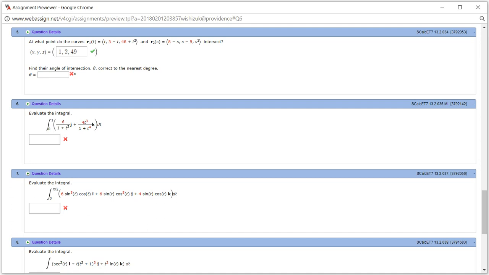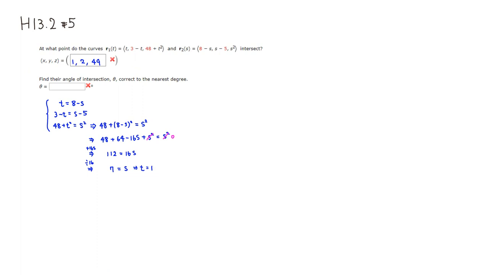So we want to find the angle of intersection now. We have to find the direction vector for the first one and the direction vector for the second one. The direction vector would be simply the derivative. So r1 prime of t is equal to: the derivative of t is 1, the derivative of 3 minus t is negative 1, and the derivative of 48 plus t squared would be 2t.